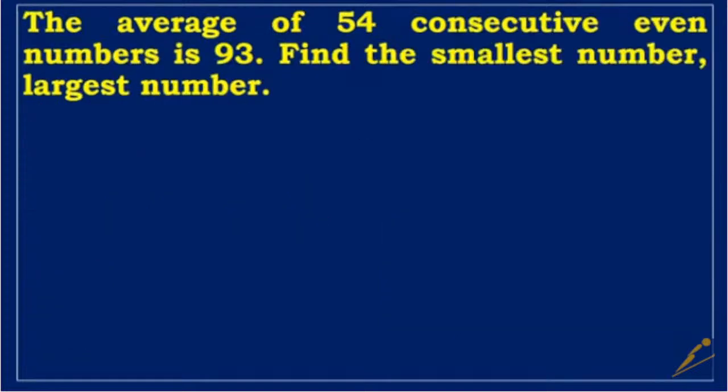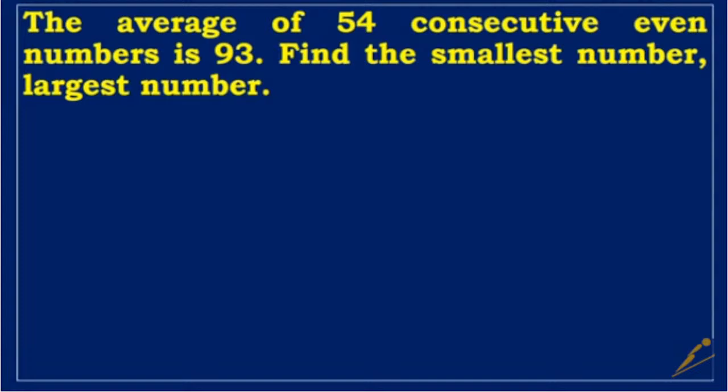Let us look at another example in consecutive numbers. The average of 54 consecutive even numbers is 93. Find the smallest number and the largest number. It is easy to find the largest and smallest value for given consecutive numbers using the number of gaps among the numbers. The first number in the set is the smallest number. The last number in the set is the largest number.